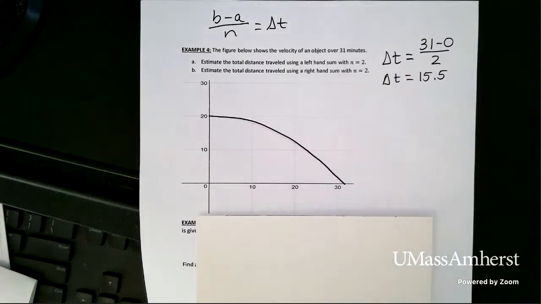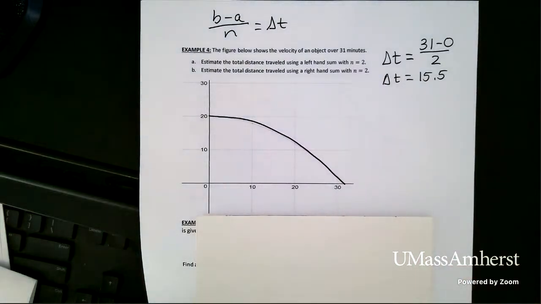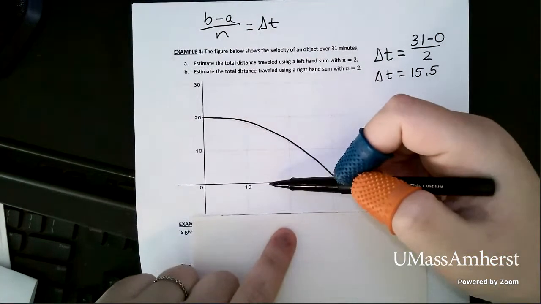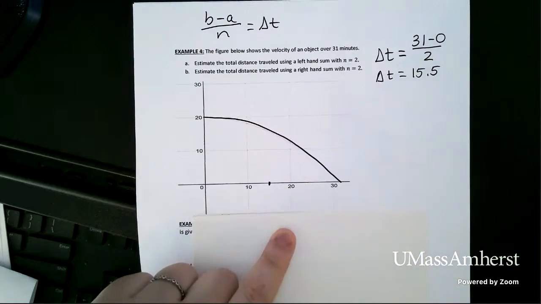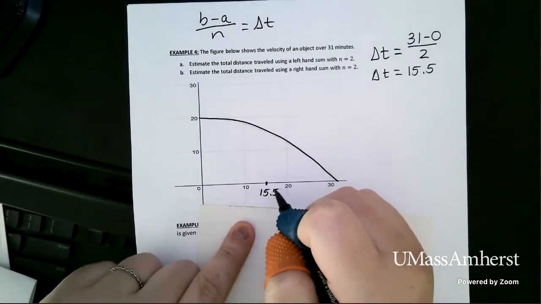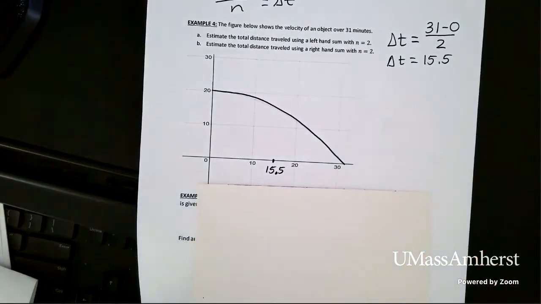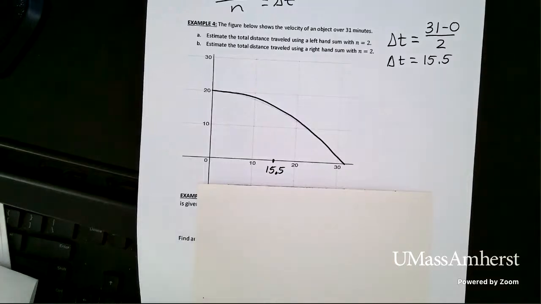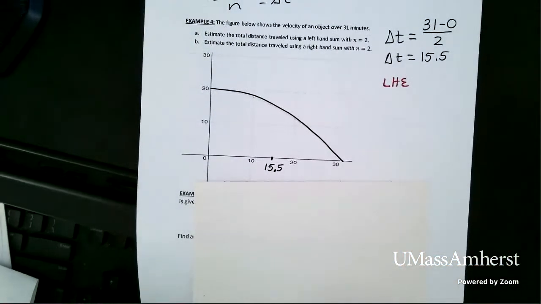So the first thing I want to do is label this on my axis so I know where 15.5 is. 15 is right about here, so 15.5 is fairly close to it. I just want to make sure I label it as what it is so I can remember exactly what value I was using. So let's start with a left-hand approximation to see what we've got going on here.